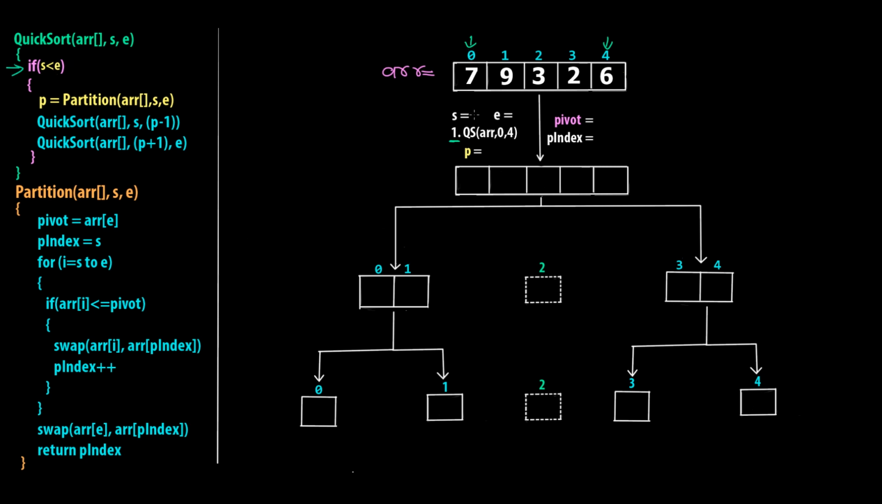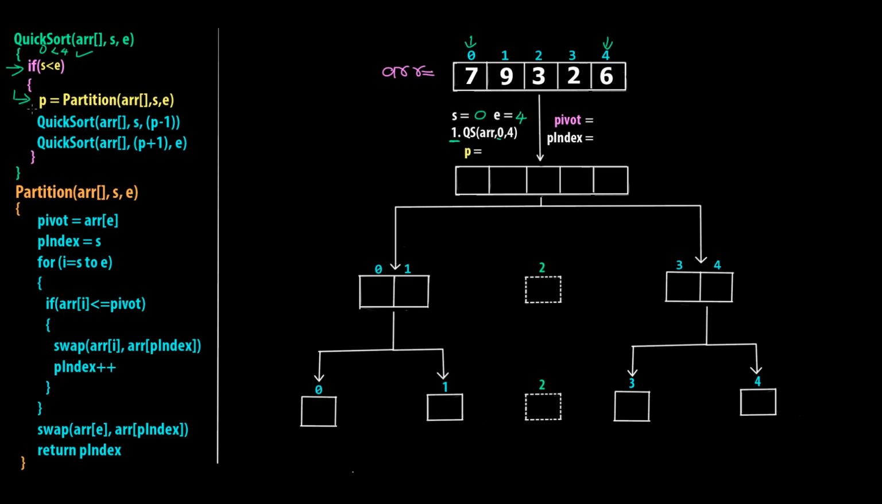So when we call the QuickSort function, the first step is if S is less than E. Now what is S over here? 0, right? We are passing 0 over here. What is E? 4. Is 0 less than 4? Yes. So this condition is true. We will go inside the if block. First step itself is get the partition index P, and for here we are calling another function named partition. We are passing the same array with the same S and E, because S is 0, E is 4.